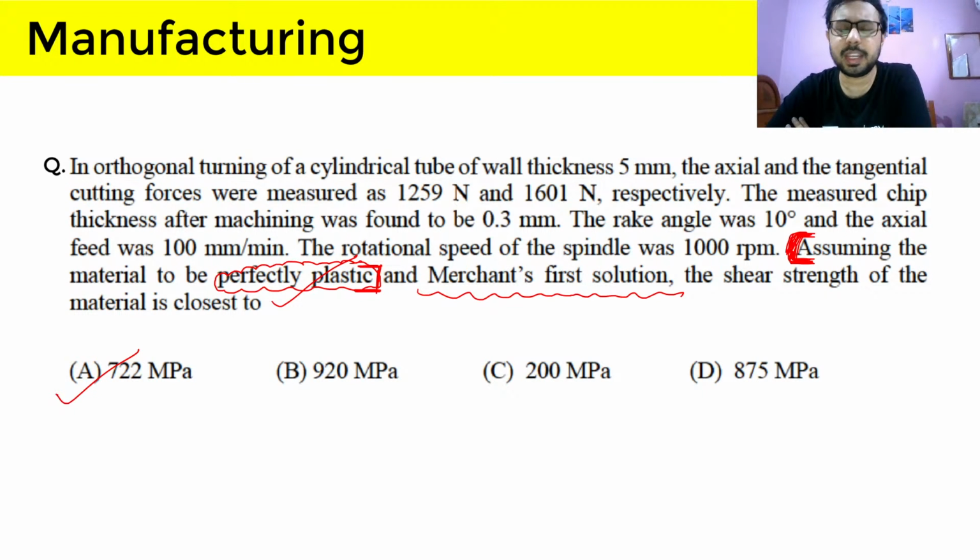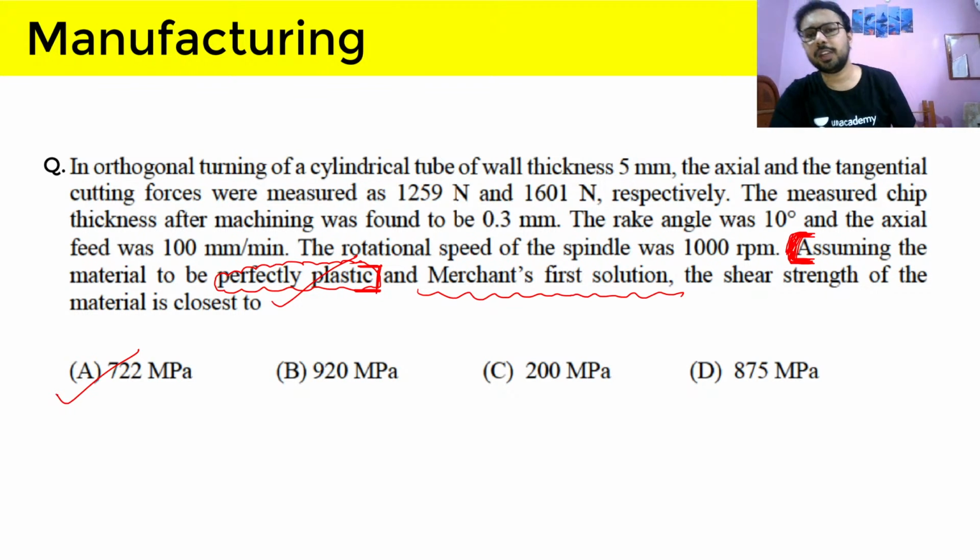And the next thing we learned about is, in orthogonal turning, what is the value of uncut chip thickness. It is equal to f, that is feed, and how can we calculate feed if we are given the axial feed? So axial feed is equal to Fn. We just have to divide that by the rotational speed to get the feed, and that feed we will make equal to the uncut chip thickness to calculate that value.